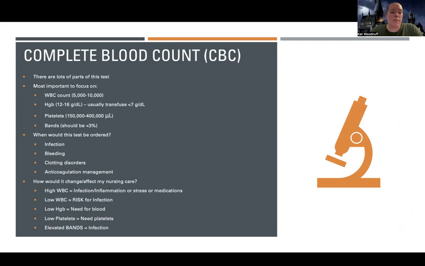So getting back to hemoglobin, we don't really worry if our hemoglobin's high. It's not something that really happens often. I've never heard someone say, "Oh my God, quick, get the doctor, the hemoglobin's high." But again, we worry more if it's low.